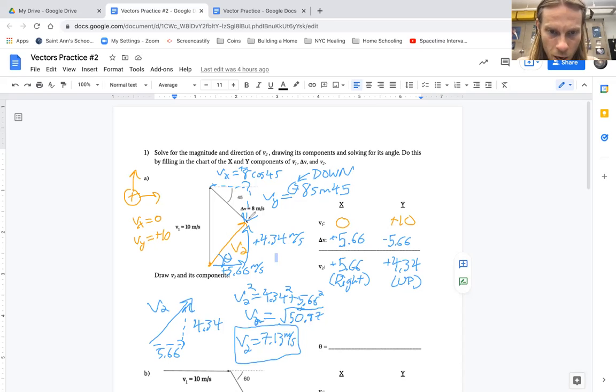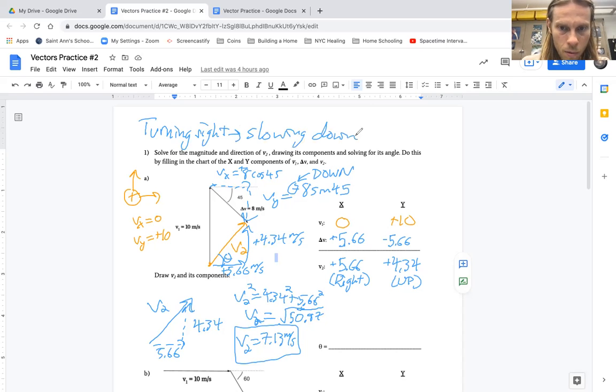It started at 10. I went 8 down and right. So this is turning right and slowing down. And theta is the inverse tangent of opposite, which is the y, 4.34, over the x, 5.66, which is inverse tangent of 4.34 divided by 5.66, which gives me 37.48 degrees.